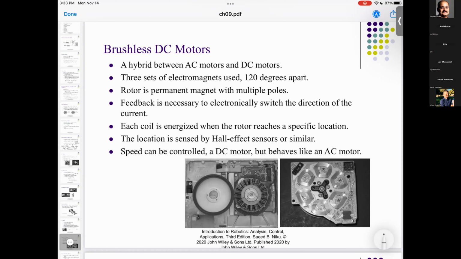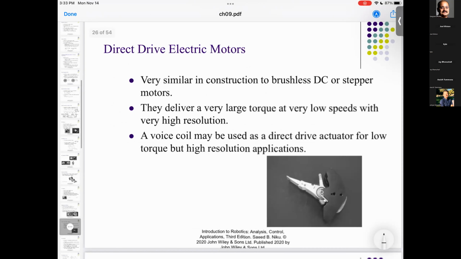If you are into RC planes, the brushless DC motors actually need something called an electronic speed control. That electronic speed control controls the rotation, and usually you can have a Hall effect sensor to come up with the commutation, or to know which coil is to be charged. And these are the direct drive electric motors.